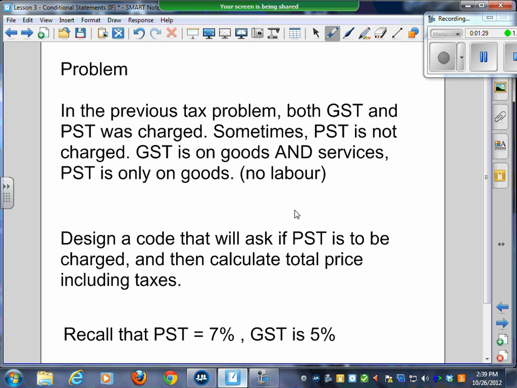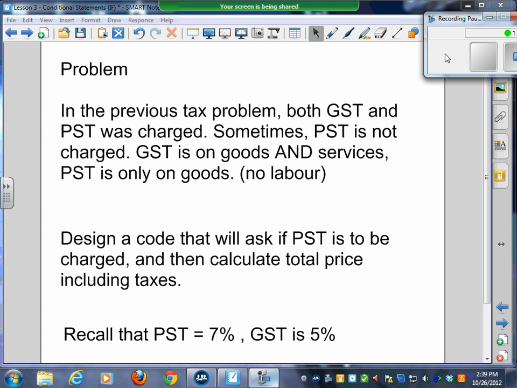So in the previous tax problem, both the GST and PST were charged. Sometimes PST is not charged. GST is on goods and services. PST is only on goods. So design a code that will ask if PST is to be charged, and then calculate the total price, including taxes. Remember that PST is 7%, GST is 5%.